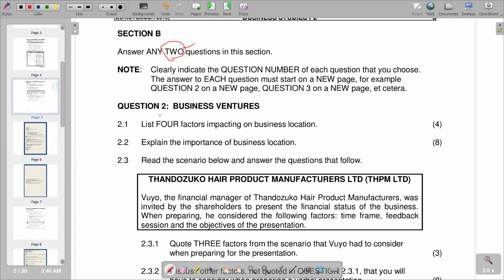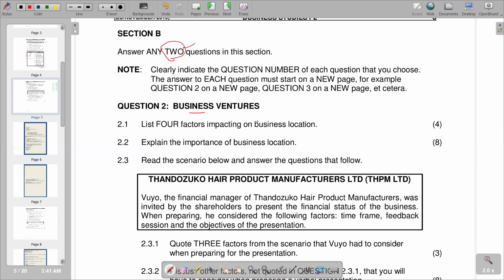So we go to question two, which is now on business ventures. The first part is saying 2.1, list four factors impacting on a business location. So business location is where, if you want to build some buildings for a business, that's where we want to build our business. So the place that we want to operate as a business becomes the location. So what are the factors that impact on that? Those are the factors that make us decide on where to operate, which is what we are looking for.